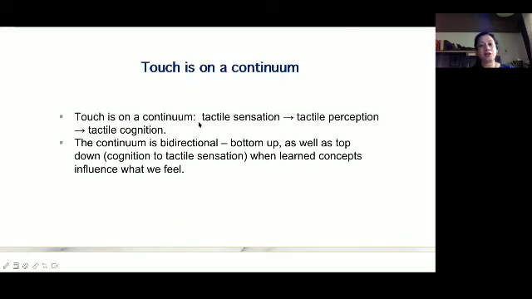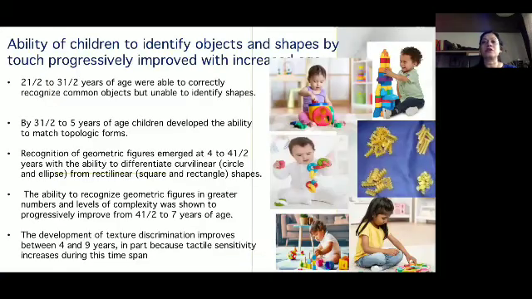Touch is a continuum. Touch is sensation from the tactile receptors, then your tactile perception, and then goes on to tactile cognition. This continuum is bi-directional. That means it gives you reverse information also. You have a registration cognitively of what you're doing, then you learn a new concept, then you move on to another object and you learn more. So the ability of the children to identify objects and shapes improves with increased perception.